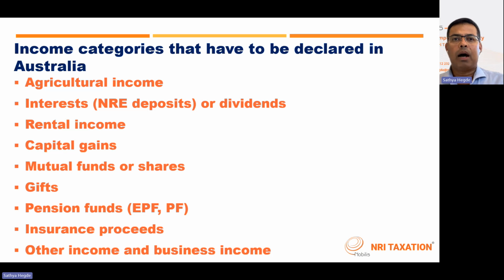I've covered the asset part. Now I'm covering the income part. Income exempted in India doesn't mean that it is exempted in Australia. Take the example of agricultural income, which is exempted in India but taxable in Australia. Interest income on NRE deposits is fully exempted in India. A lot of our clients got a tax notice because of data matching on the NRE deposits, because it is fully taxable here in Australia. Same case with dividends. The rental income is a totally different one.